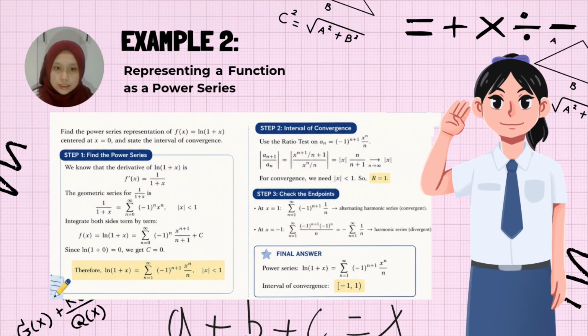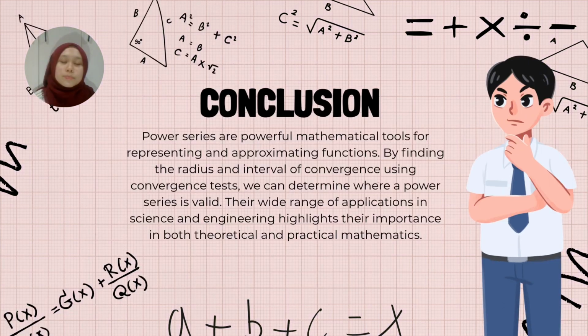Therefore, our final answer consists of two parts. First, the power series representation of the function, and its interval of convergence. This example shows how power series can be used to rewrite functions into an infinite polynomial form, making them easier to analyze and approximate. To conclude, power series are important mathematical tools that help us represent and approximate functions.